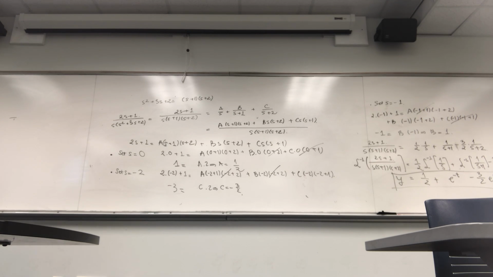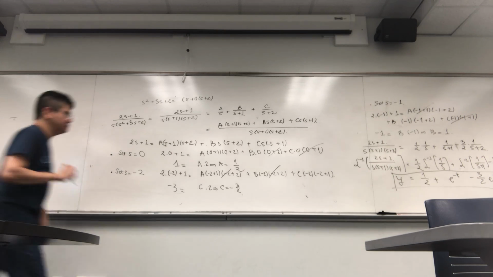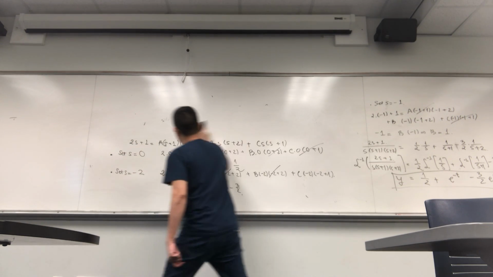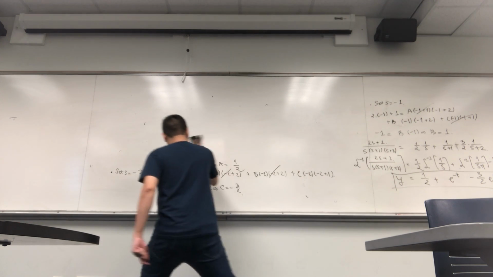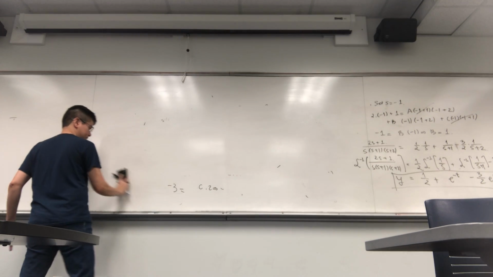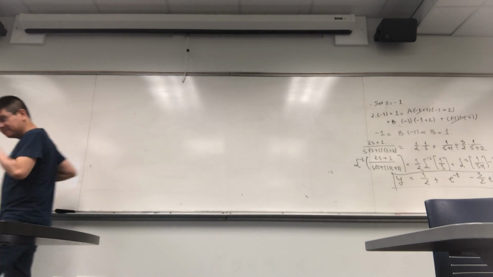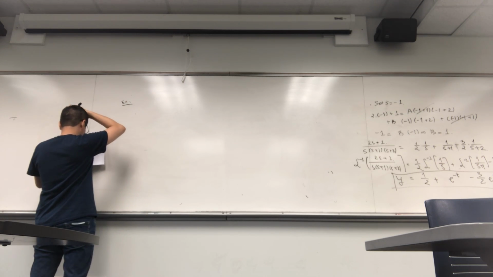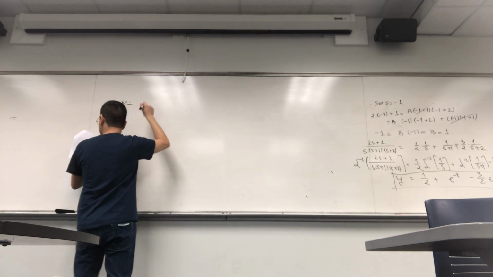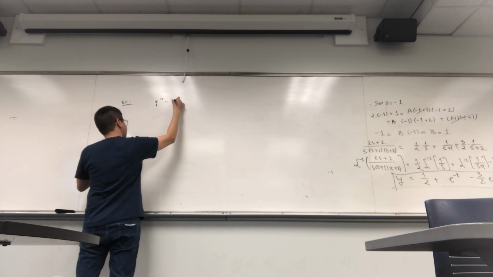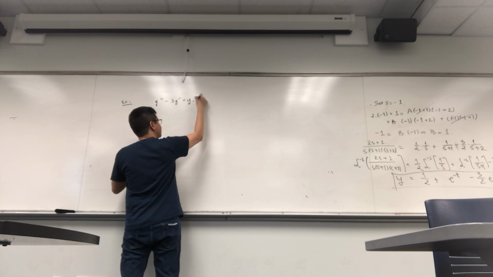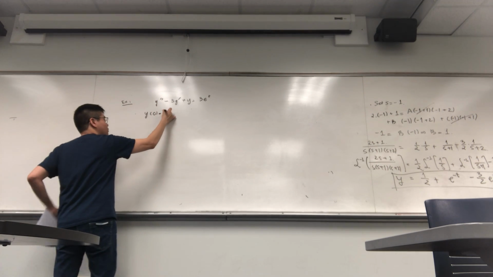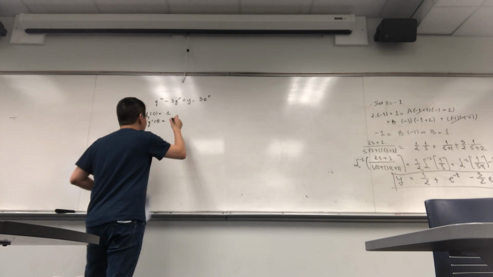Right, so let us do another example. So the next example is y double prime minus 3y prime plus y is equal to e to the t, with y(0) equal to 1 and y prime(0) equal to 1.